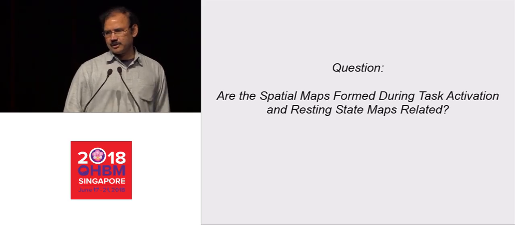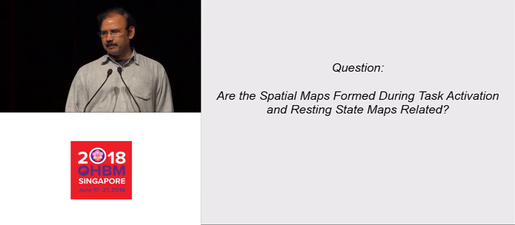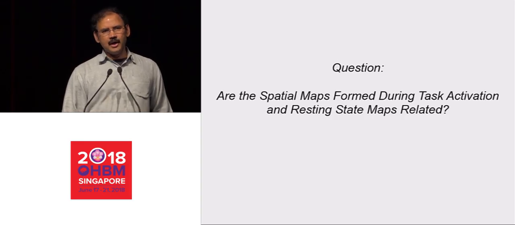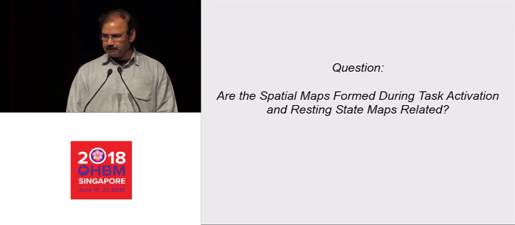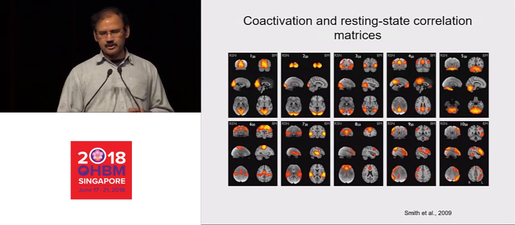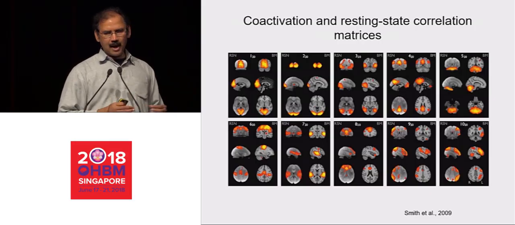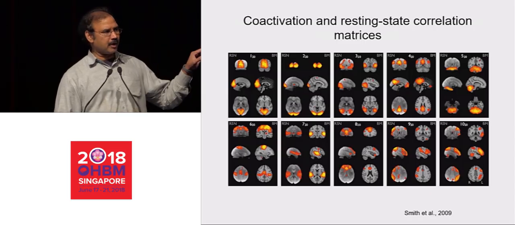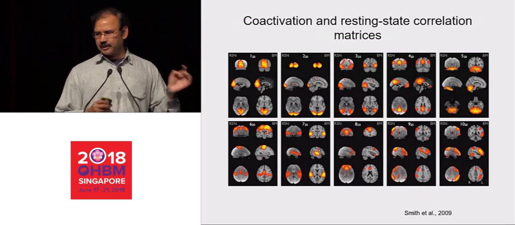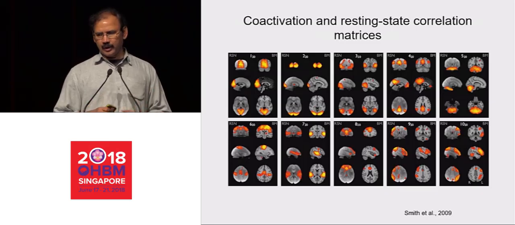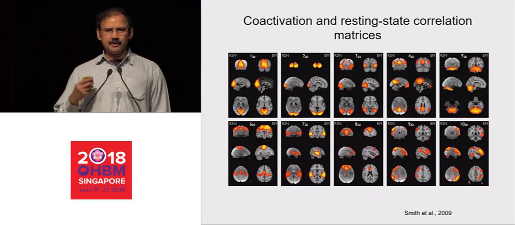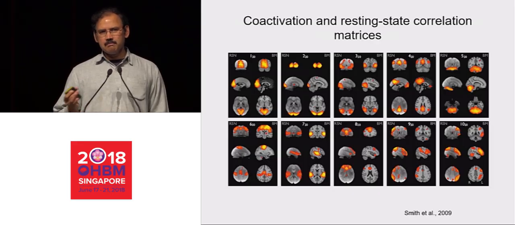The second thing is to look at the spatial map obtained during task activation versus the related resting state maps. Steve Smith published a paper in PNAS where they used BrainMap, and from the BrainMap coordinates they did ICA. They found a significant overlap between these components, which he called coactivation maps, and the resting state maps, suggesting that task activation is maybe a subset of resting state signal.